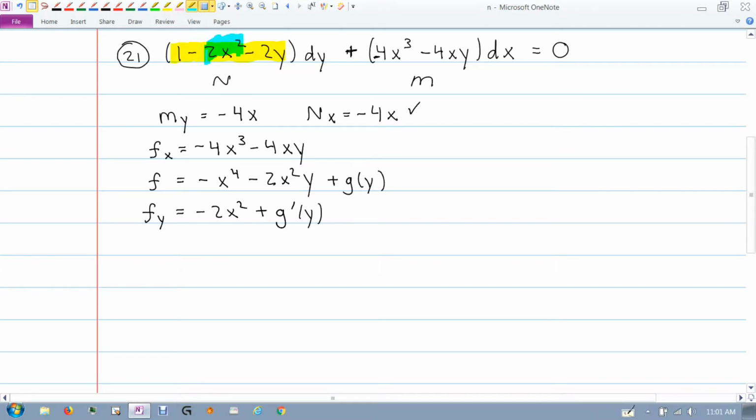So that means we're missing the 1 minus 2y. So that means that g prime of y must be 1 minus 2y, and that means g of y must be y minus y squared. And so our f function, I can replace this g here with y minus y squared, and that must equal some constant right there. All right, so let me just check that. X to the 4. Okay, good.